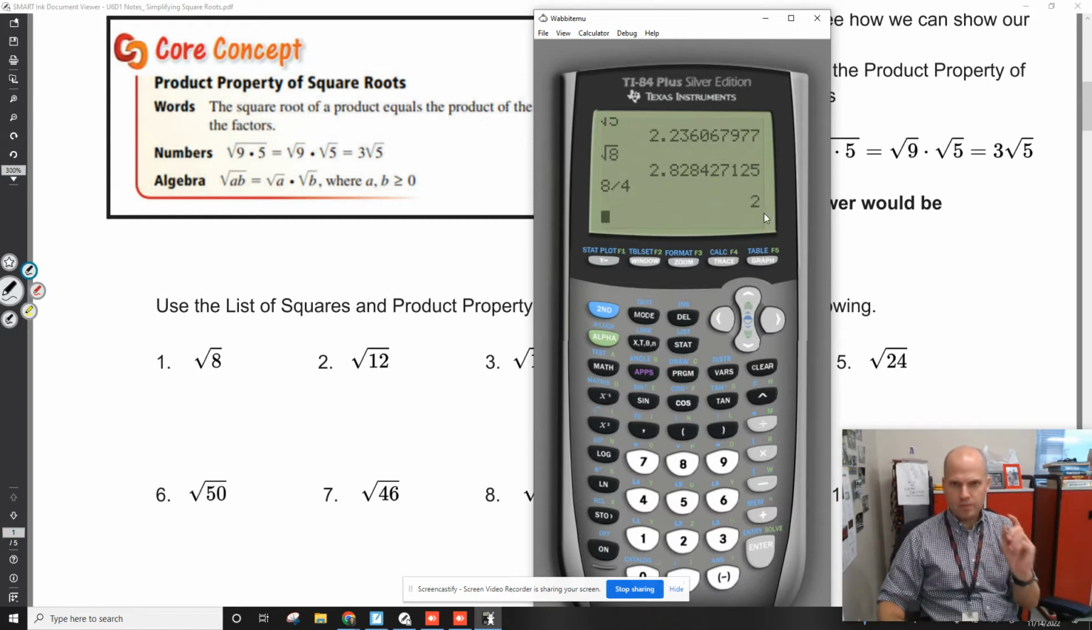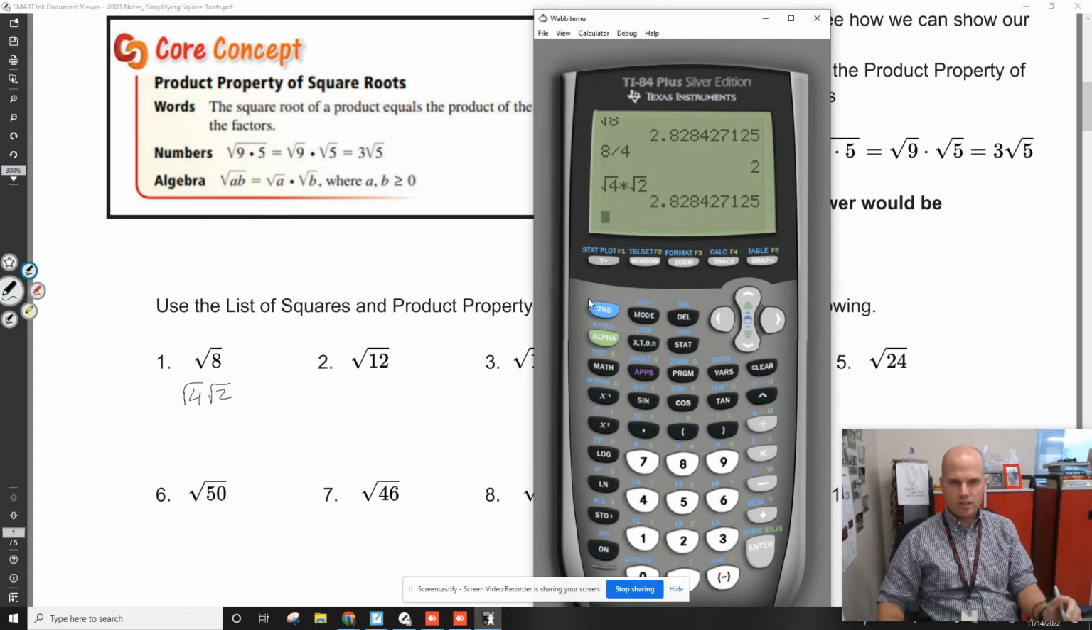But I know that 8 can be divided by 4, 4 being a perfect square, and it's 4 times 2. That means I can write root 4 times root 2, and I get that same number, square root of 8. Okay, so I'm going to write this as root 4 root 2.